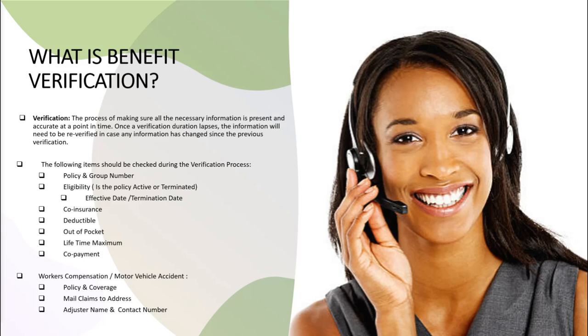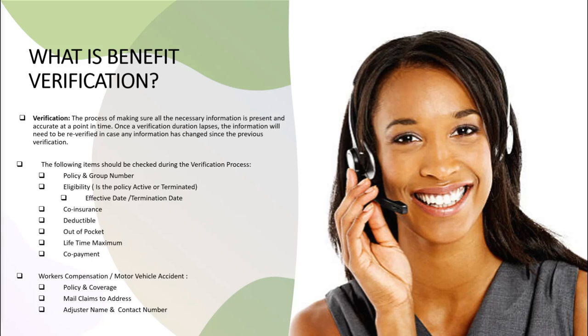The following items should be checked during the verification process: the policy, the group number, eligibility, is the policy still active or is it terminated, what the effective date is, what the termination date is if applicable, the coinsurance, the deductible, the out-of-pocket, the lifetime max, and the copayment.